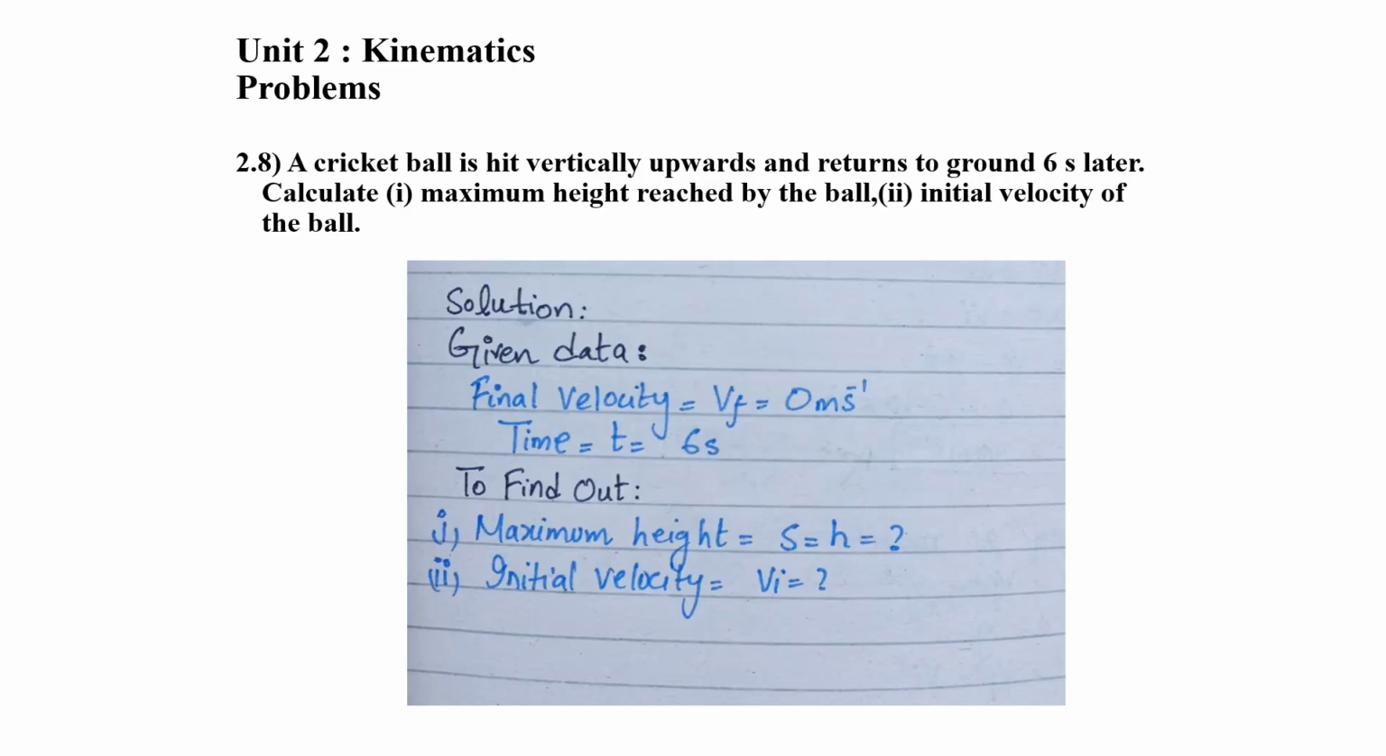So 2.8 is a cricket ball hit vertically upward and returns to the ground 6 seconds later, right? Calculate the maximum height reached by the ball and the initial velocity of the ball. When it is hit vertically upward, obviously it will go to the maximum height. When it reaches the maximum height, its final velocity will be equal to 0. And the time given to you is 6 seconds. We have to find out the maximum height, that is s equals h, and the initial velocity vi.